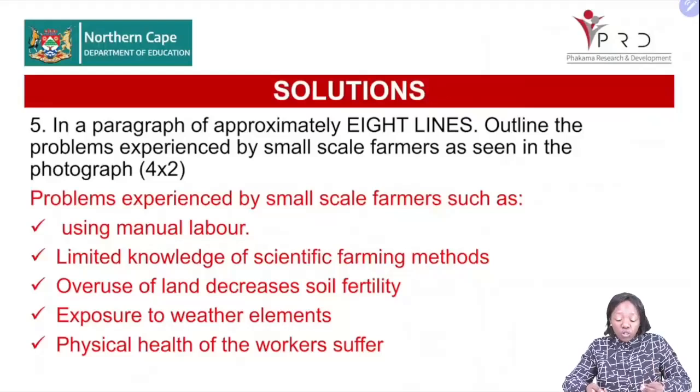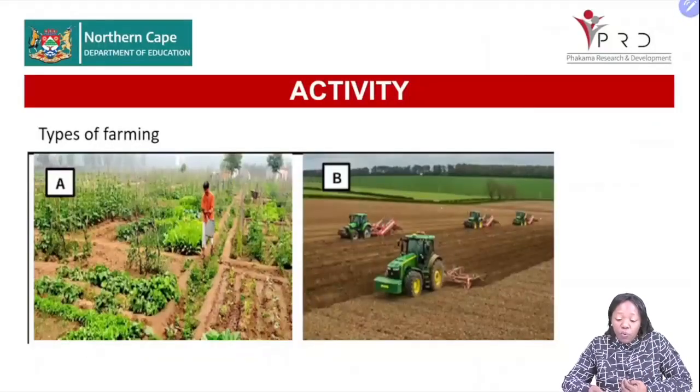So it will also strain their physical health. Then we're going to look at our activity. In our activity, it's saying the types of farming. We have the type A and we have the type B.